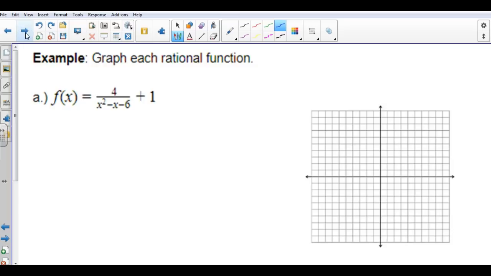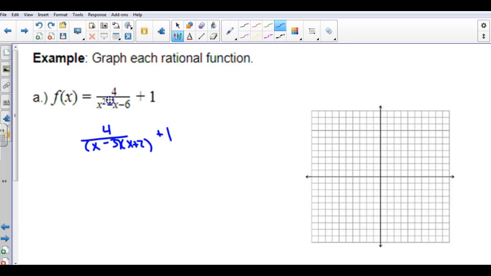But as far as graphing these, we're going to start them off the same exact way. I'm going to get asymptotes for them. So first thing, I would factor your denominator here. And I'm going to end up with x minus 3 and x plus 2. And then I've also got this plus 1 that comes after.